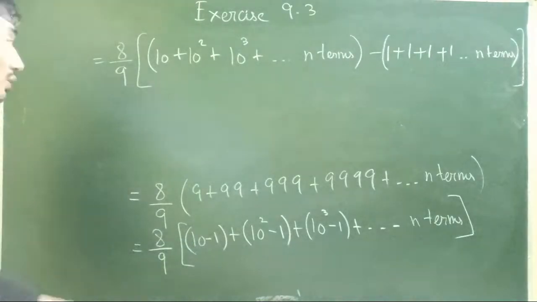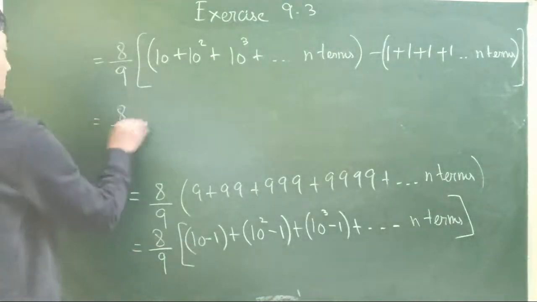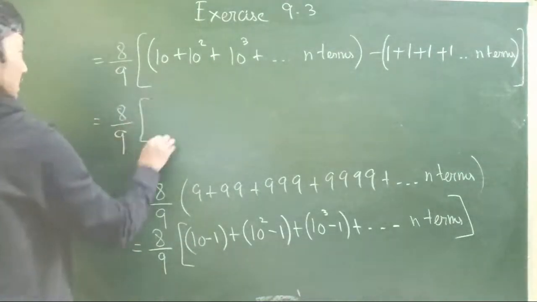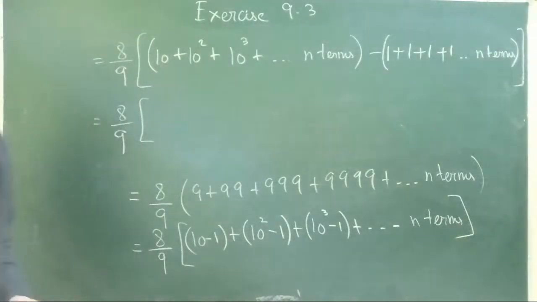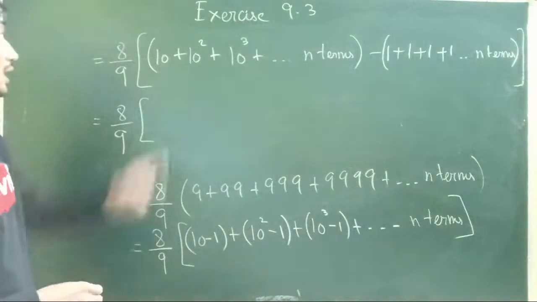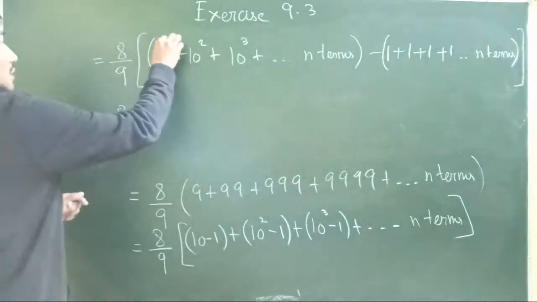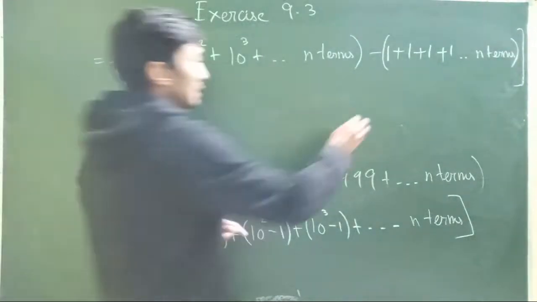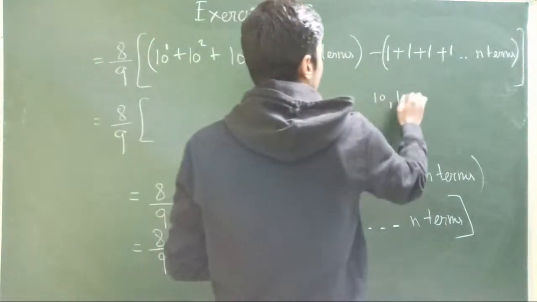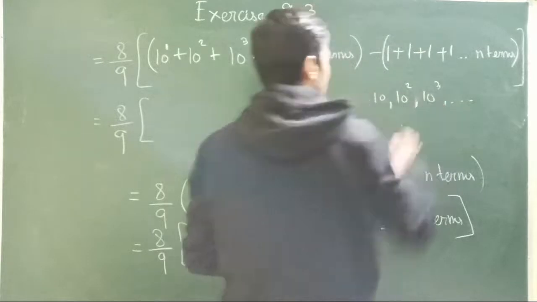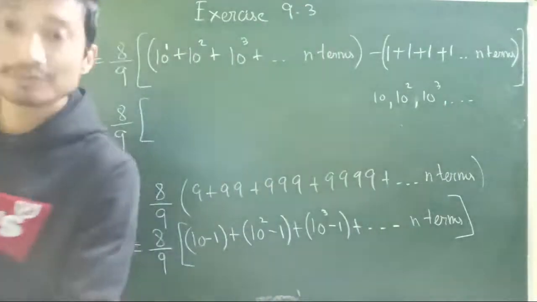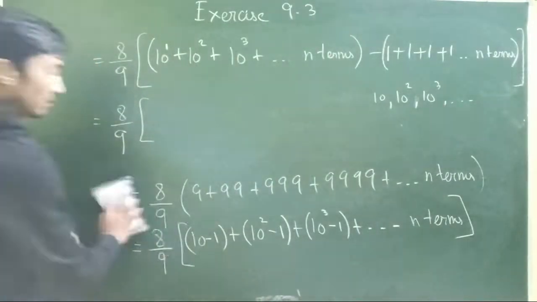Okay. Now with this, what changes is, you tell me, hasn't this become terms of a geometric progression? 10 means 10 power 1. If we take this out separately, like 10 square, 10 cube, don't these terms represent the terms of a geometric progression?